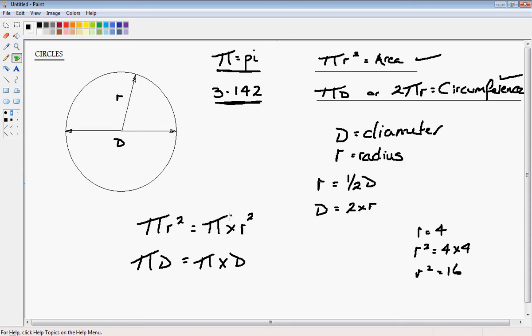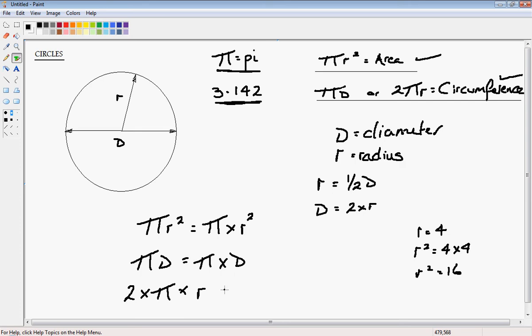Okay, now 2 pi r is exactly the same as pi d. Okay, but it's just written in another way. So this is 2 times pi, which is this constant number, multiplied by whatever the radius is.